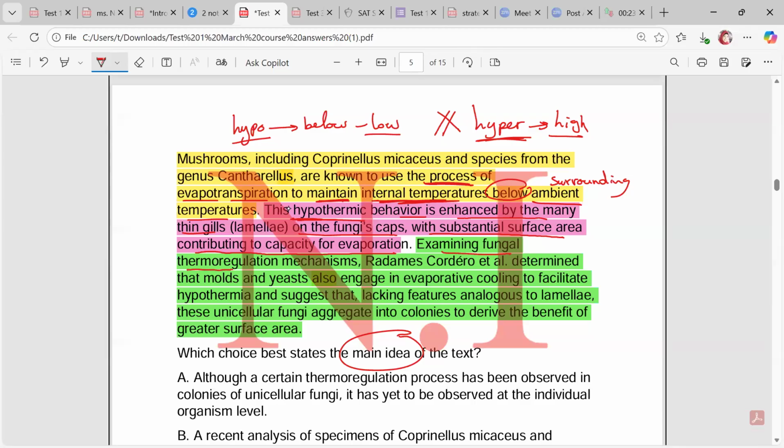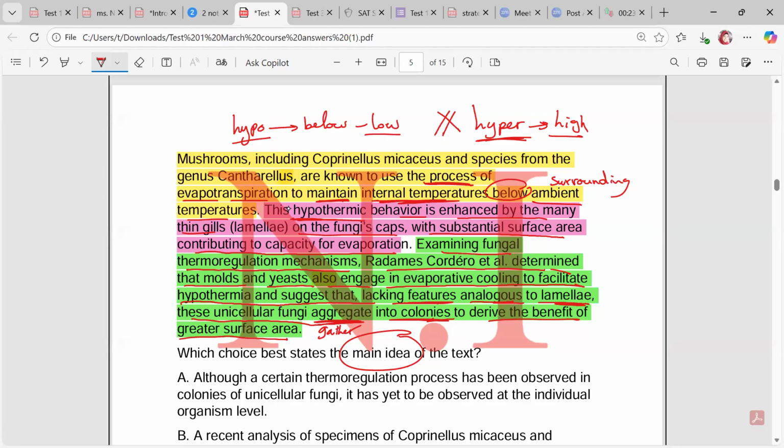Examining fungal thermoregulation mechanisms, the researchers determined that molds and yeasts also engage in evaporative cooling to facilitate hypothermia, and suggest that lacking features analogous to gills, these unicellular fungi aggregate, meaning collect or gather into colonies, to derive the benefit of greater surface area.